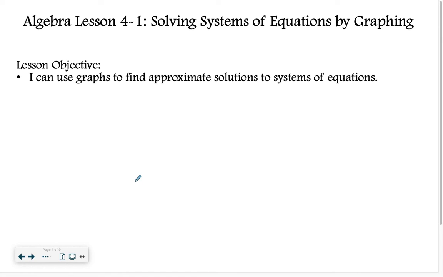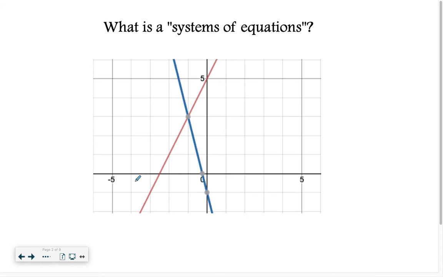Hello class, welcome to Algebra Lesson 4.1, which is all about solving systems of equations by graphing. By the end of this lesson, you should be able to use graphs to find approximate solutions to systems of equations. So first of all, you might be asking, what is a systems of equations?